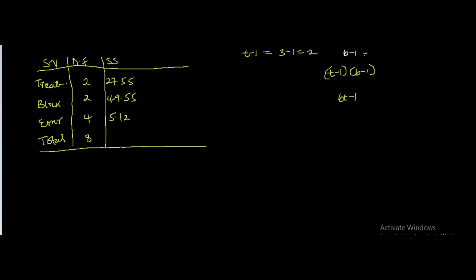So now for total, we are going to add all of this, but we don't need to do that because we have already calculated our total. And if we add it, it will still give you this value, 82.22. So that is our sum of square. So let's move to the next one, which is our mean square.